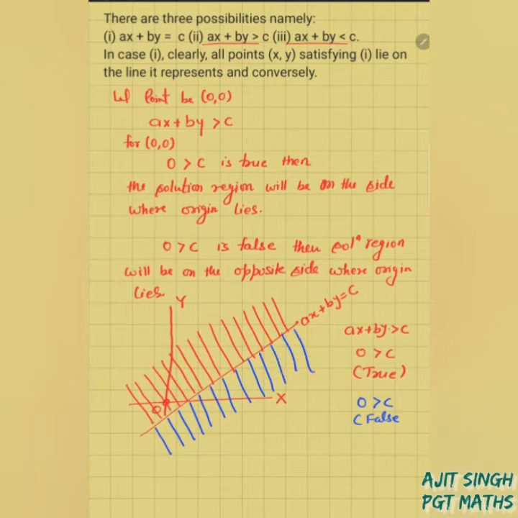Similarly, for ax plus by less than c, for the point 0, 0, if 0 less than c is true, then the solution region will be on the side where the origin lies, and if 0 less than c is false, then the solution will be on the opposite side where the origin lies.